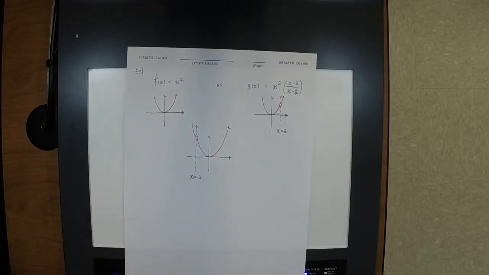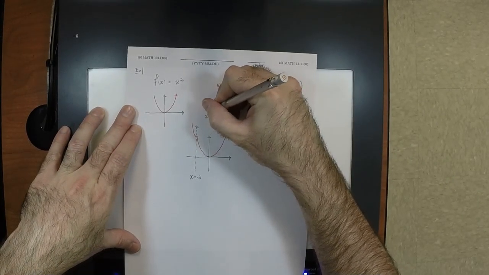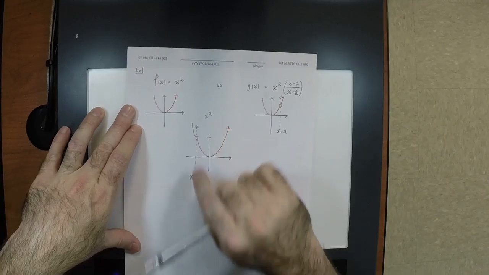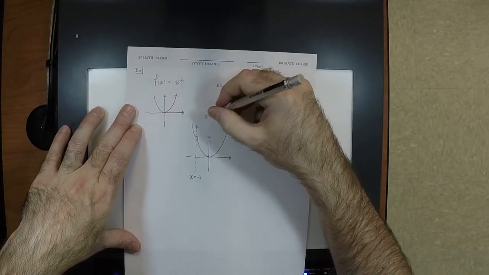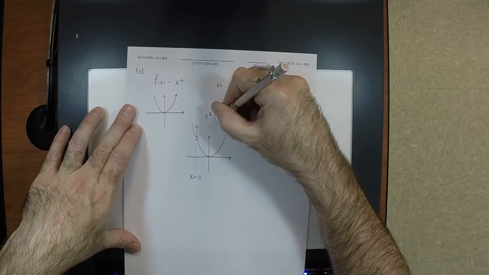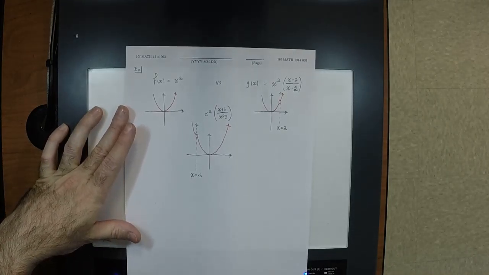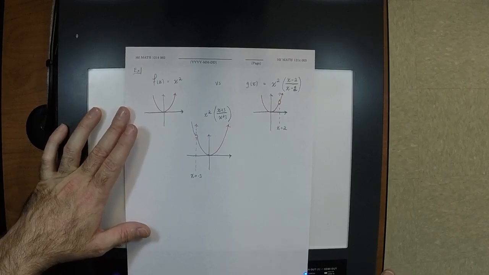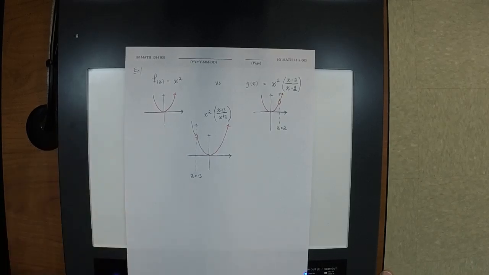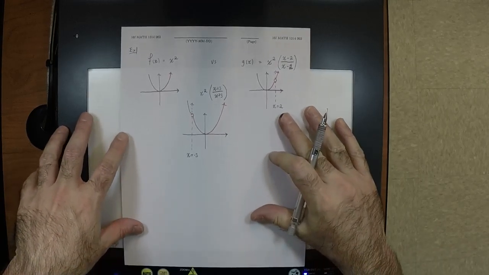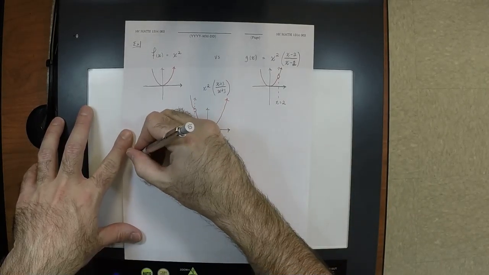X squared times x plus 3 over x plus 3. Exactly. So it's just like the standard parabola, and then I want to delete that one point. So I'll multiply by x plus 3 over x plus 3. So in principle, you could delete any point that you wanted, or that you didn't want. If you wanted to be rid of the point at x is 8, you multiply by x minus 8 over x minus 8. It deletes that point by modifying the domain. Okay, so now let's compare it to this one.